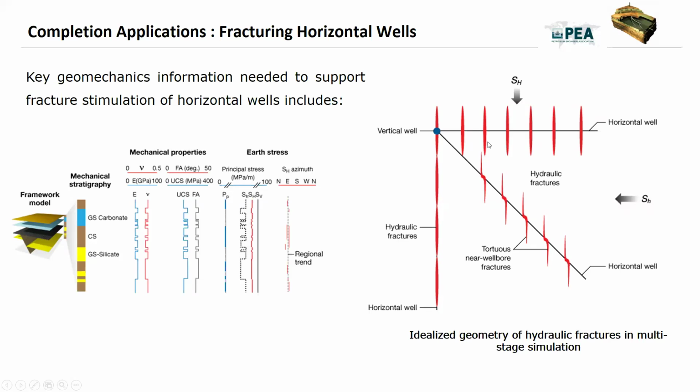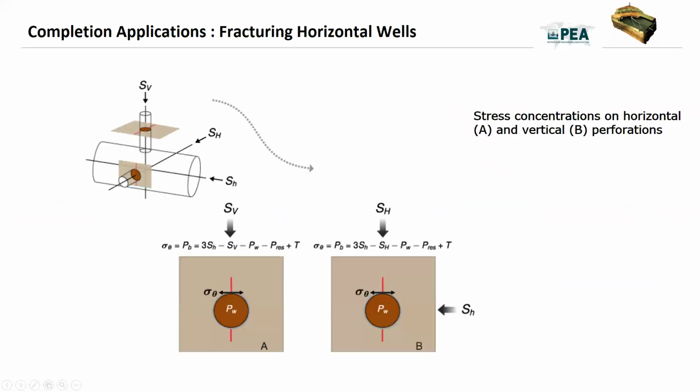So if you fracture your well in this direction, the fracture will stay open because you are parallel to the maximum horizontal stress, and the minimum horizontal stress is less than the maximum horizontal stress. But if you are in the opposite direction, the maximum horizontal stress will close the fracture and you will lose the production. So here we have an example of stress concentration on a horizontal well A and a vertical well B perforated.